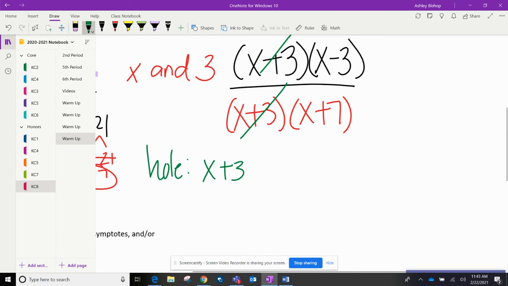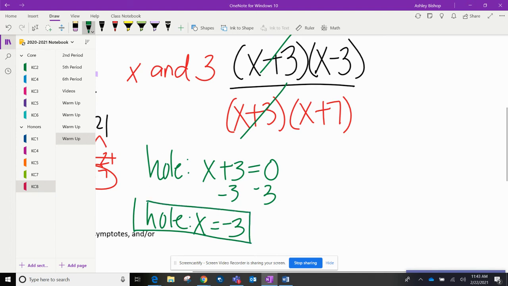So I have a hole regarding this x plus 3, but you're going to set it equal to 0. So you take what cancels and set it equal to 0 and solve for x. So I'm going to subtract 3 from both sides. I have a hole at x equals negative 3. That's where my hole is.